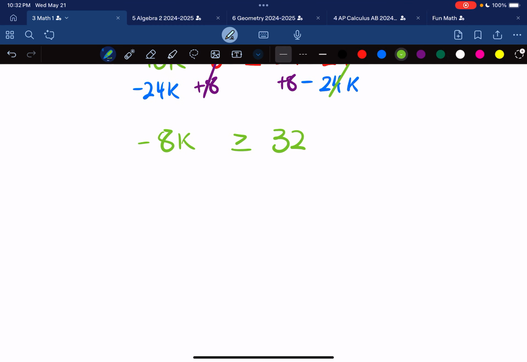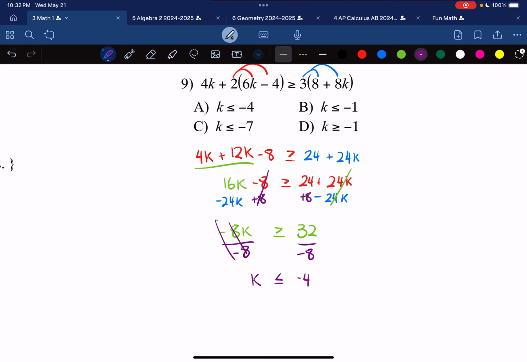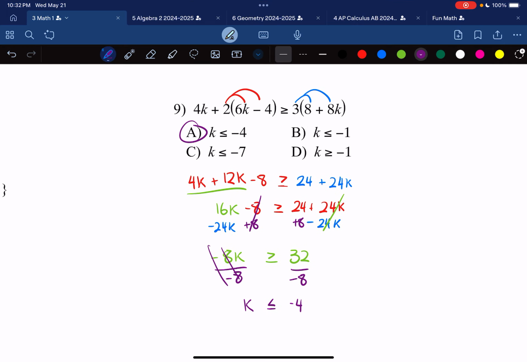From here, I'm going to divide both sides by -8. Divide by -8, divide by -8. And that will cancel out. Remember, whenever you multiply or divide by a negative, this sign will flip to a less than or equal to in this case. And I still have my k on the left. And this is going to be a -4 on the right. k less than or equal to -4 is going to be option A.